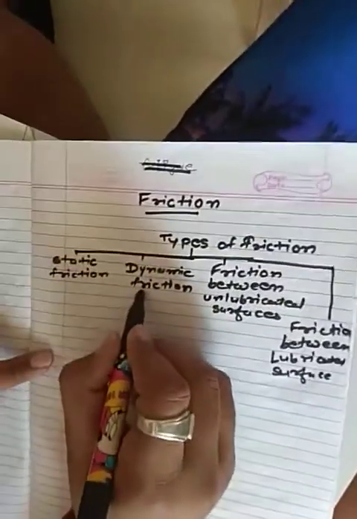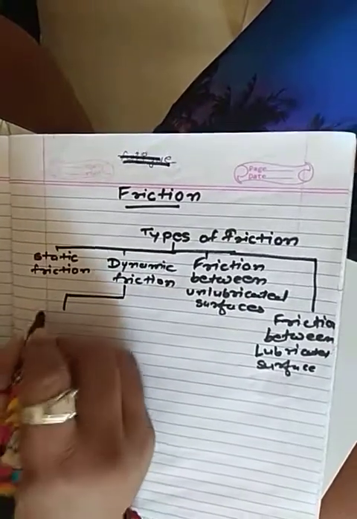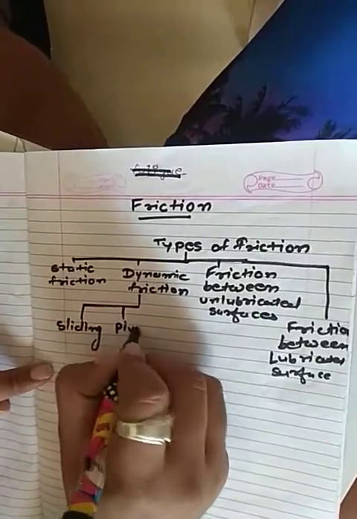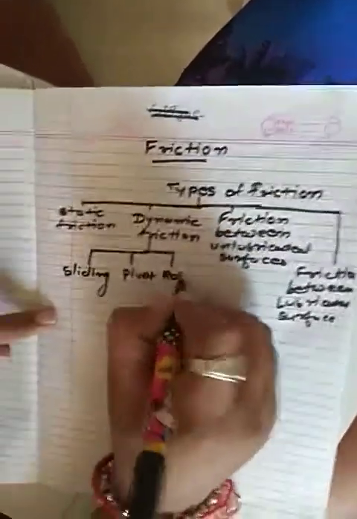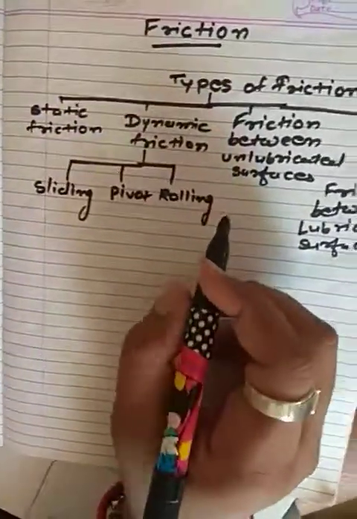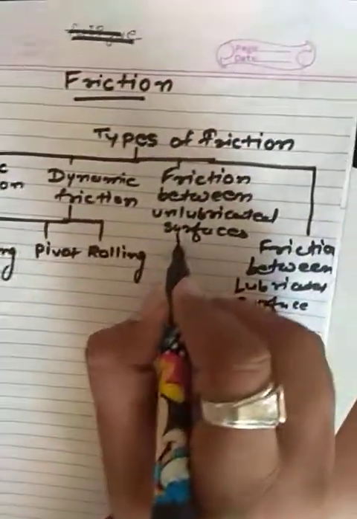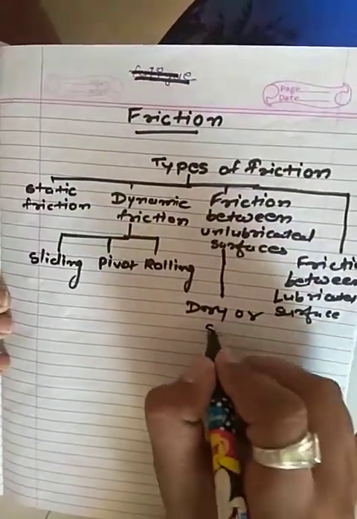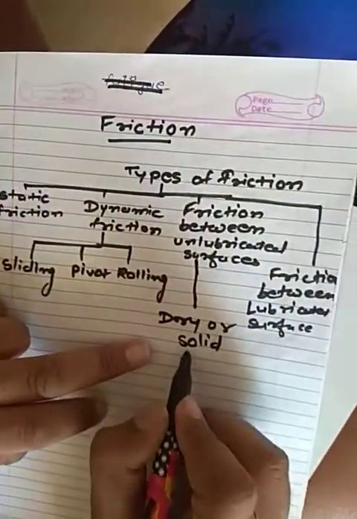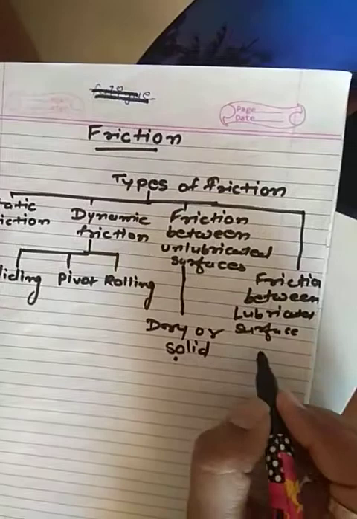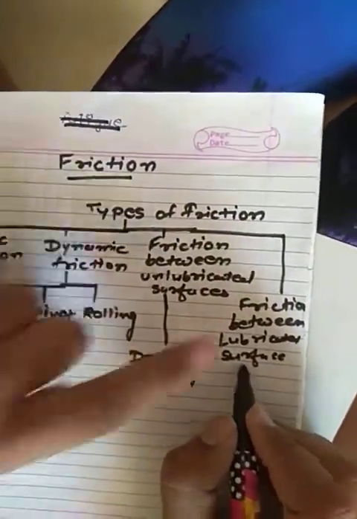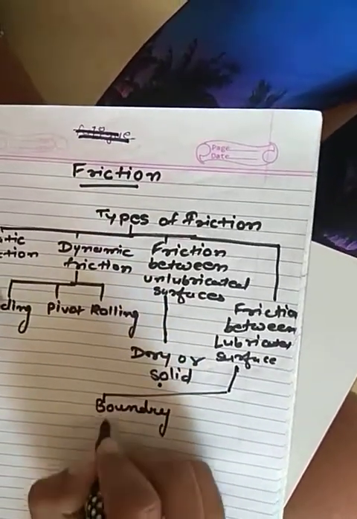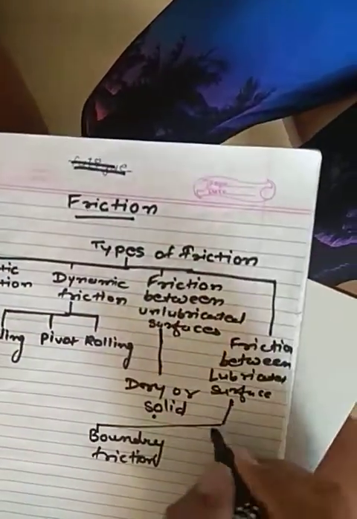The dynamic friction is divided into three categories: sliding friction, pivot friction, and rolling friction. The friction between unlubricated surfaces is divided into one category: dry friction or solid friction. The friction between lubricated surfaces is divided into two categories. The first is boundary friction, and the second is fluid friction.